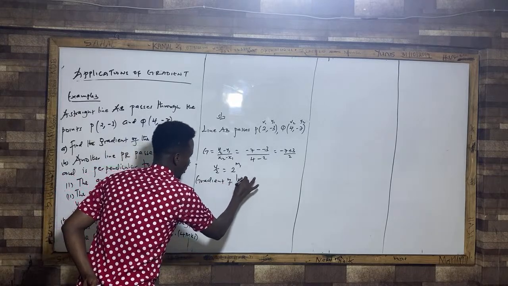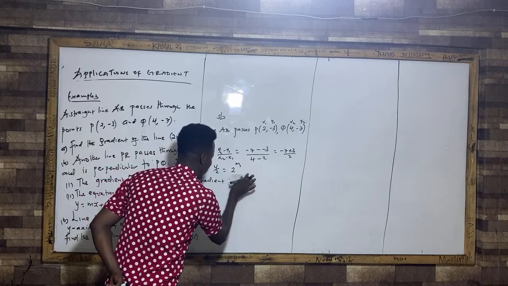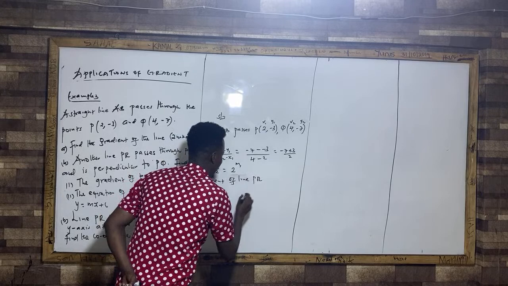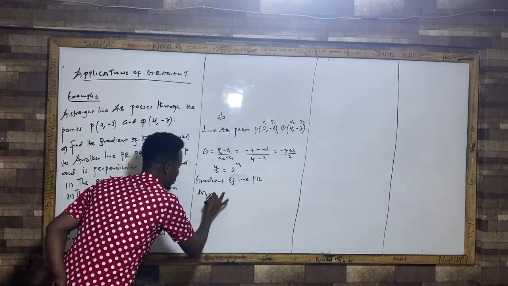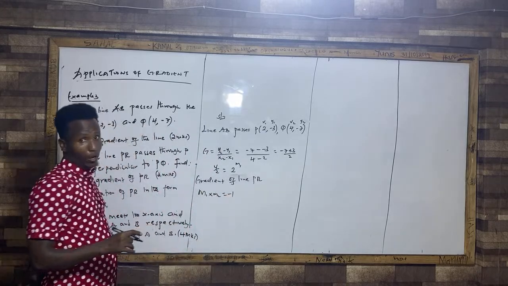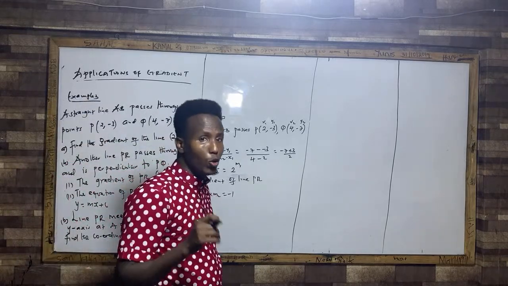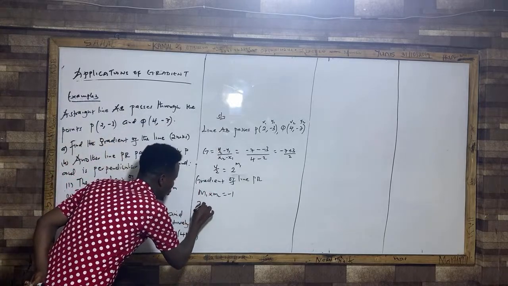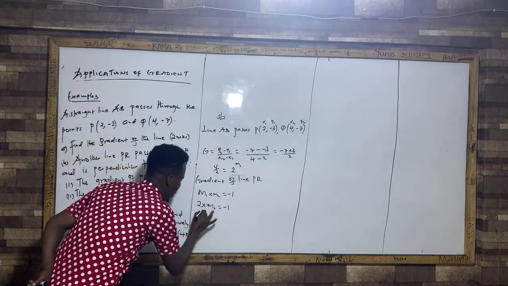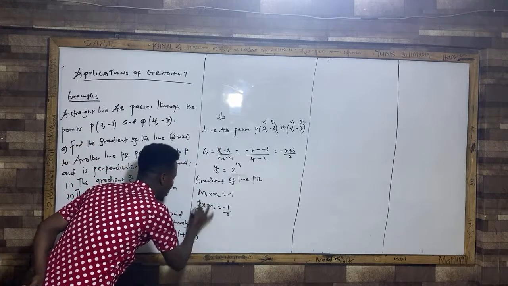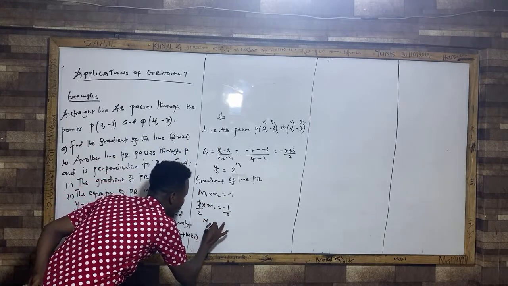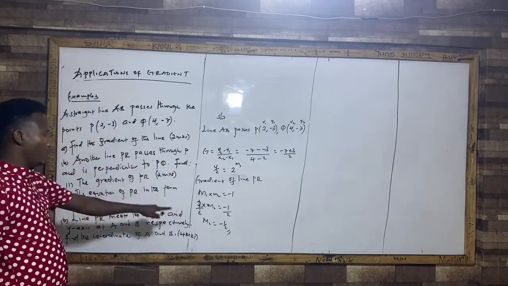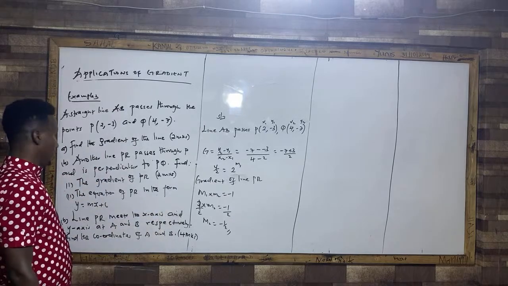Let me get the gradient of line BR. I'll say M1 times M2 is equal to -1, because 2 lines are perpendicular if the product of the gradients is -1. So we are going to say 2 times M2 is equal to -1. Divide by 2, then M2 is equal to -half. So that is the gradient of BR. 2 marks again.